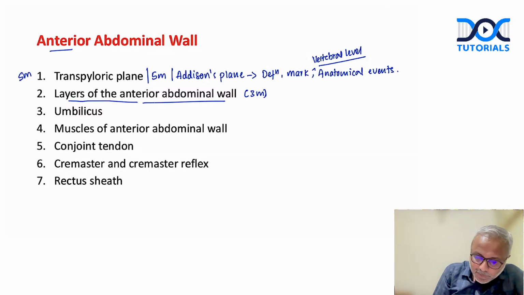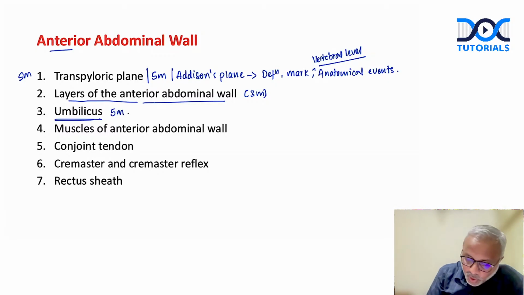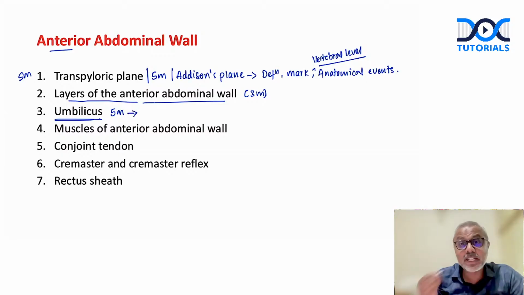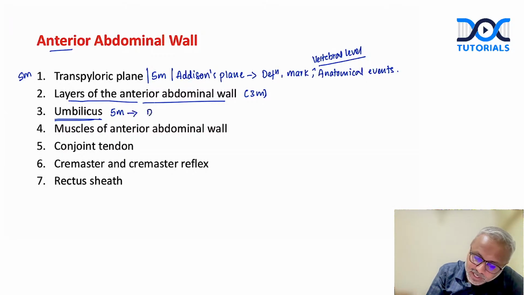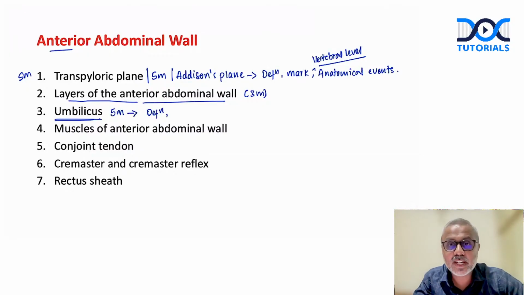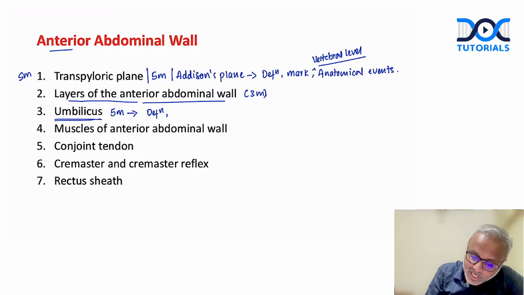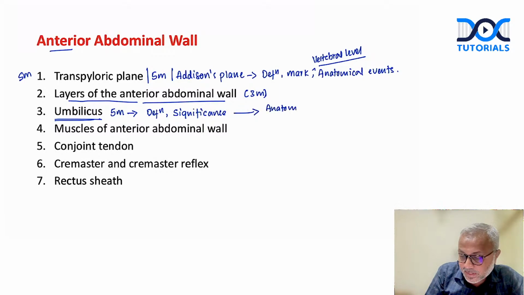That's it. But umbilicus would be a very important 5 marker question. Okay. Now what will we write if umbilicus is asked? The first thing is, of course, the definition, right? Where exactly the umbilicus is present. One. Then what is the significance of umbilicus, right?